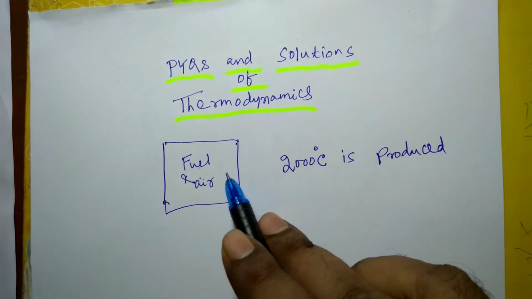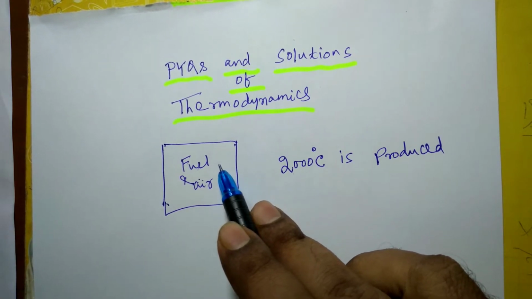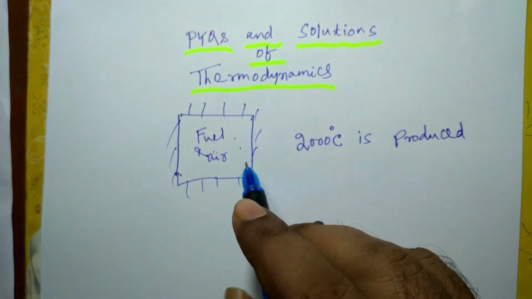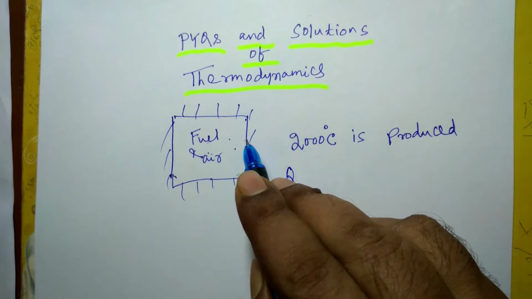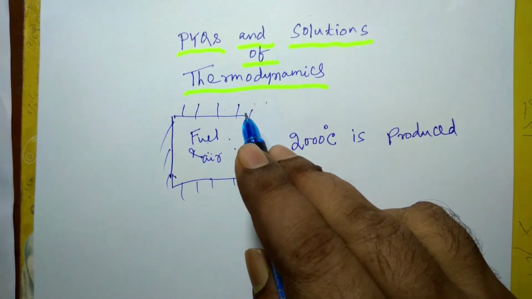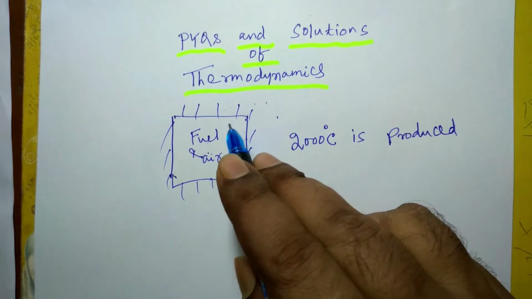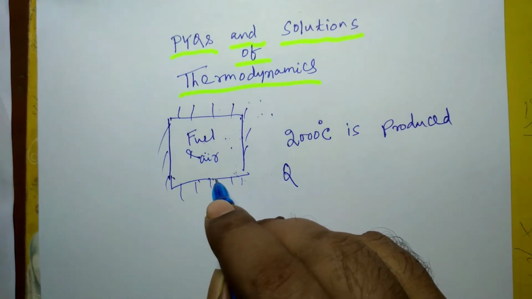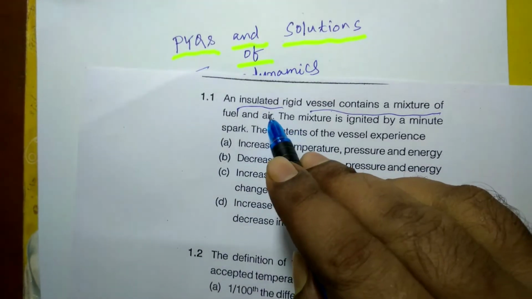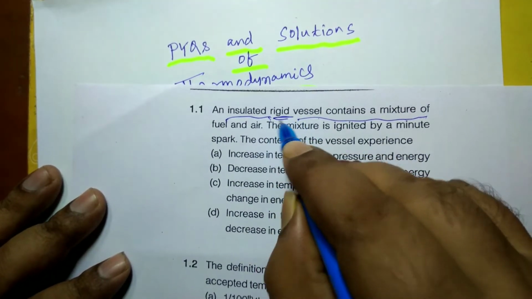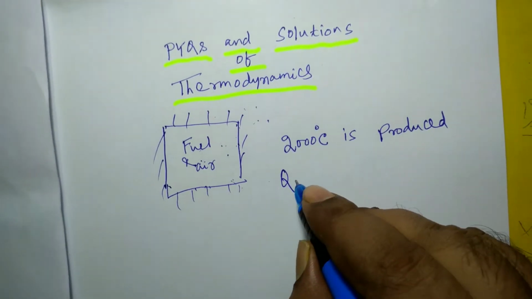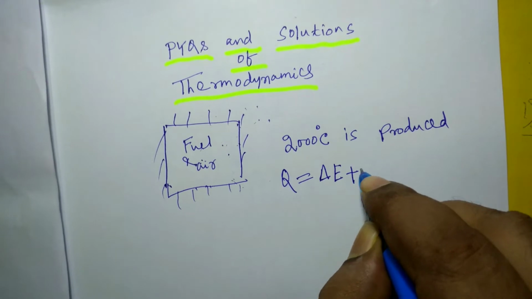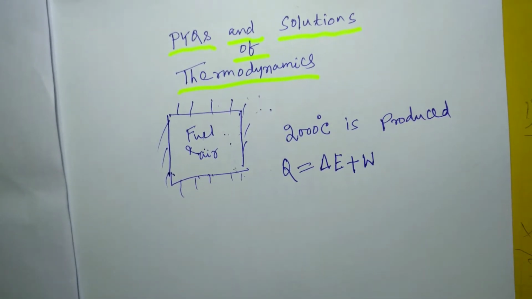when heat is produced due to conversion of chemical energy, and since it is insulated, no heat can leave the system, nor can heat enter the system, because this is insulated. The first word is insulated. These are keywords: insulated and rigid. And the most important equation, the first law equation, is Q is equal to delta E plus W. This is applicable for any closed system.